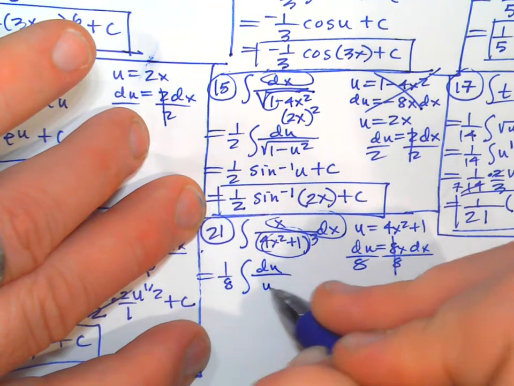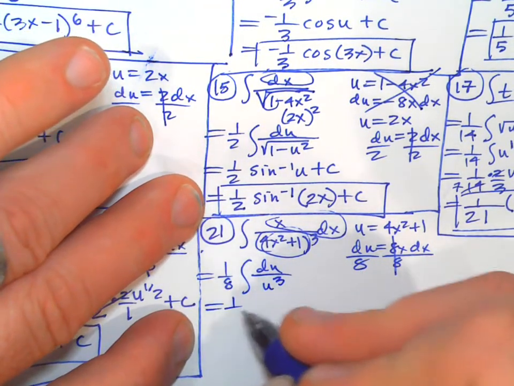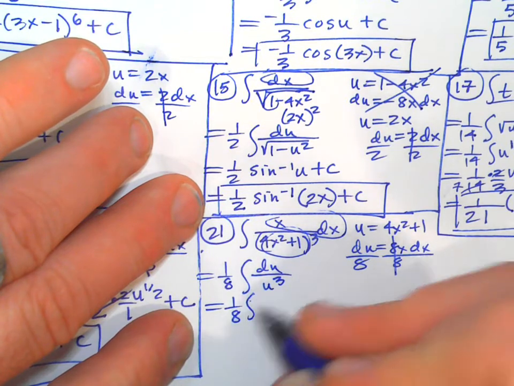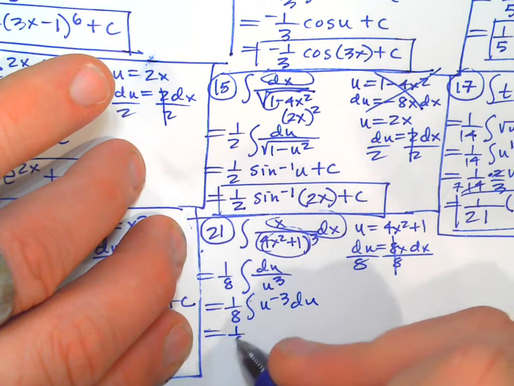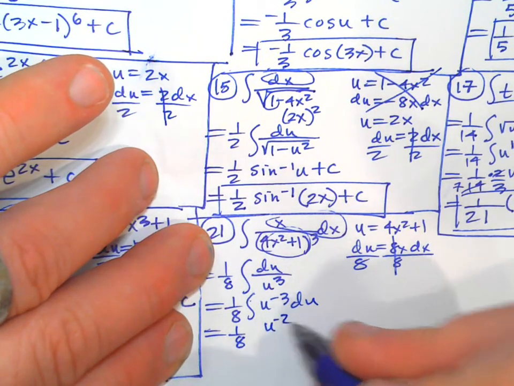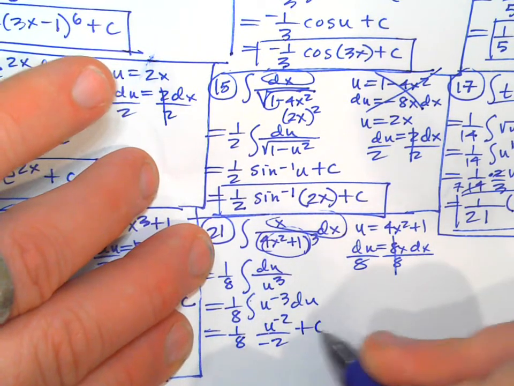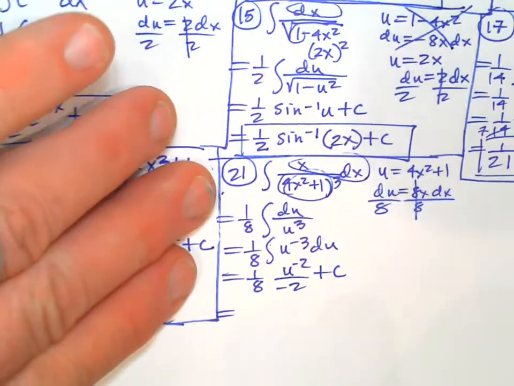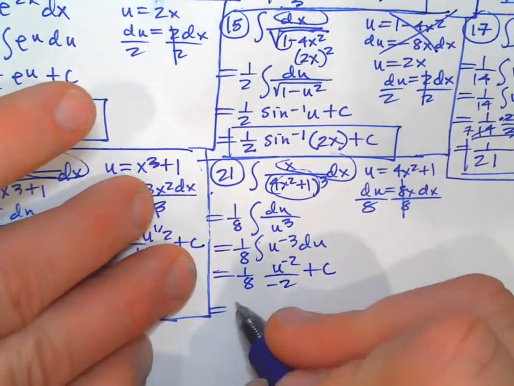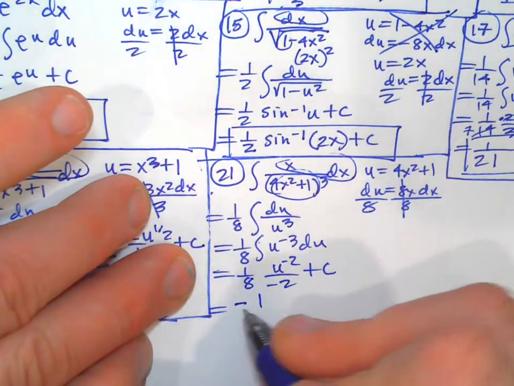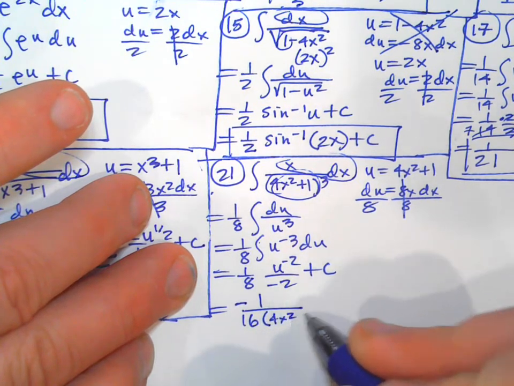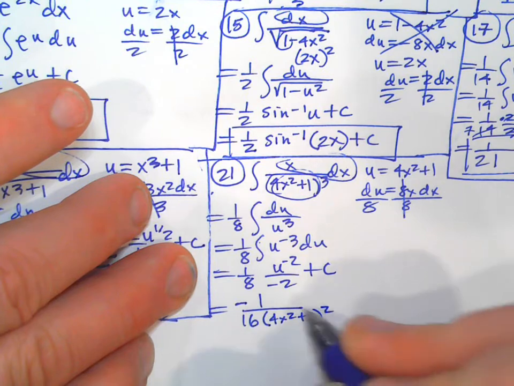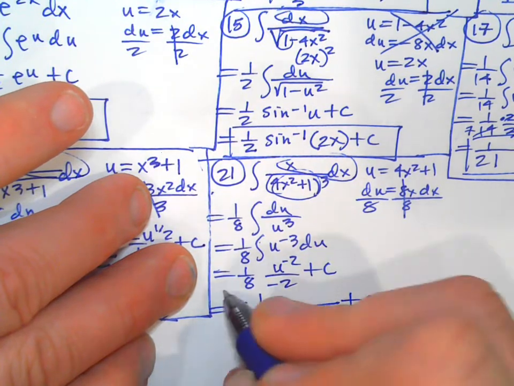du over u cubed. That's 1/8 u to the negative 3. Power rule. 1/8 u to the negative 2 over negative 2 plus c. Final answer in terms of x, no negative exponents. This is going to be negative 1 over 16 (4x squared plus 1) squared plus c.